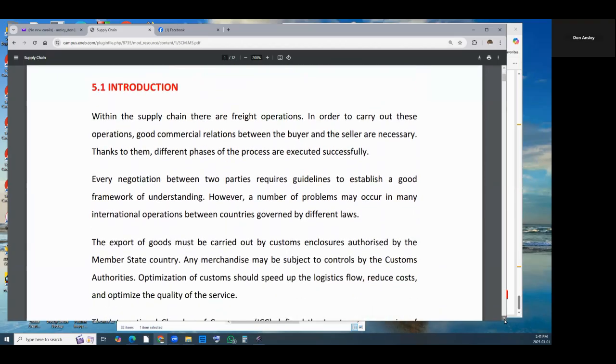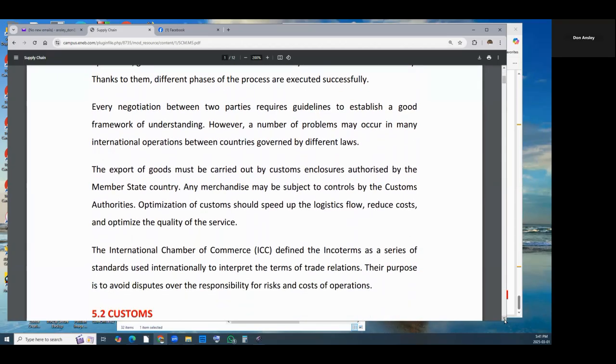Every negotiation between two parties requires guidelines to establish a good framework for understanding. However, a number of problems may occur in many international operations between countries governed by different laws. The export of goods must be carried out by customs enclosures authorized by the member state country. Any merchandise may be subject to controls by the customs authorities. Optimization of customs should speed up the logistics flow, reduce the cost, and optimize the quality of service.